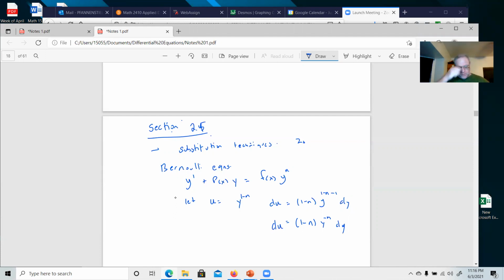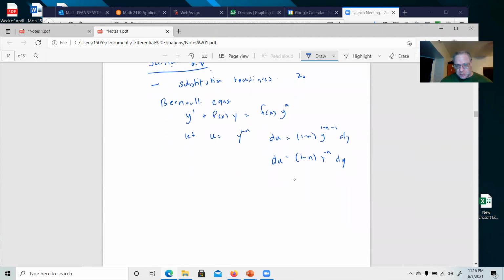I'm not going to do this with every one of them, because for the next substitution technique, this is not the best. What's going to happen here is we're going to solve for dy. So that's going to be 1 over 1 minus n, y to the positive n, because we're multiplying by y here, and then du is equal to dy.